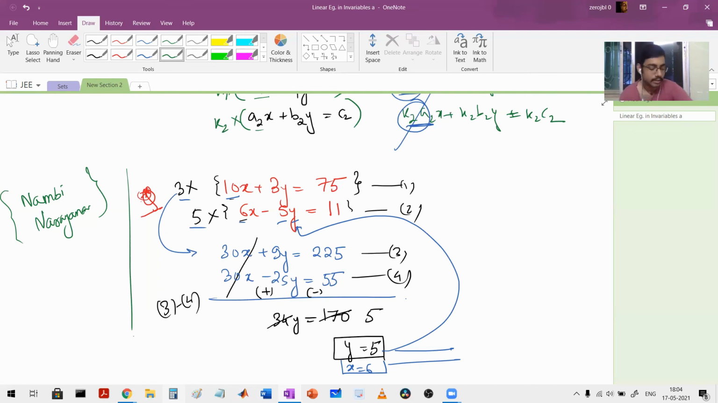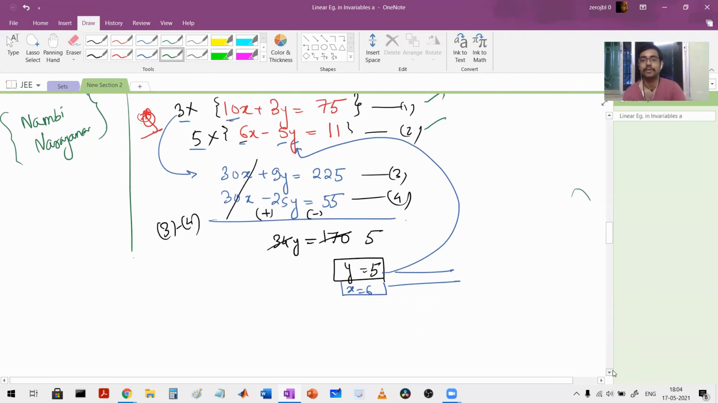Okay. So let me solve the same problem in a different way. Okay. I think then it will be kind of distilled water or purified water, whatever.